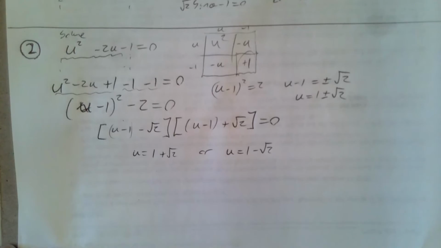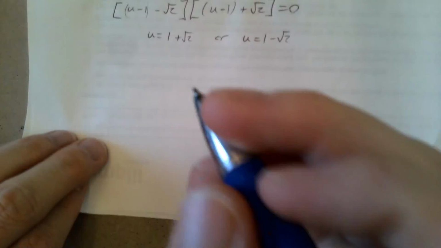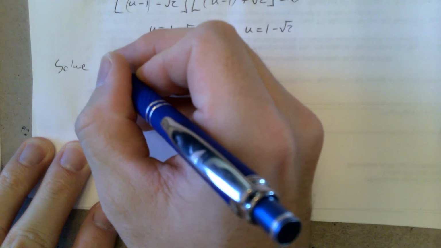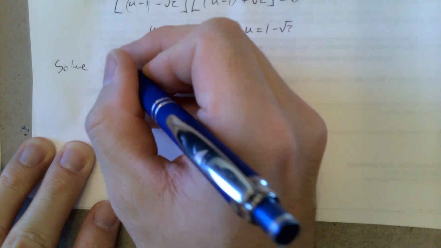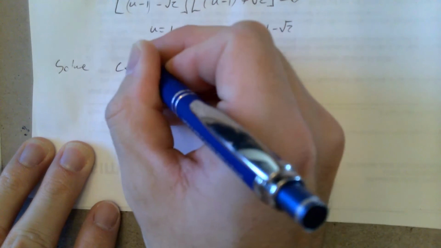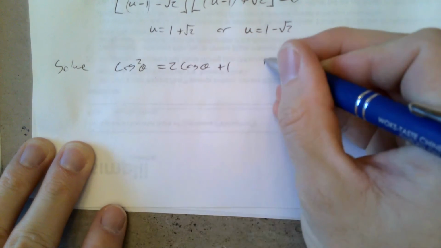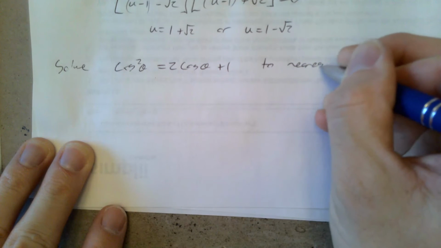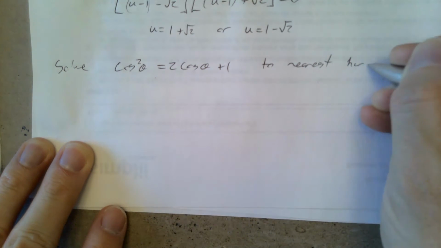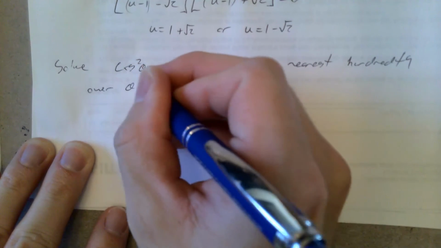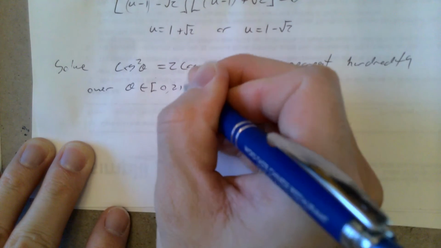Fine. I'll give you an example once we get started here. So let's say that we want to solve when is the cosine of theta squared equal to 2 times the cosine of theta plus 1, to the nearest hundredth, over theta an element of 0 to 2 pi.